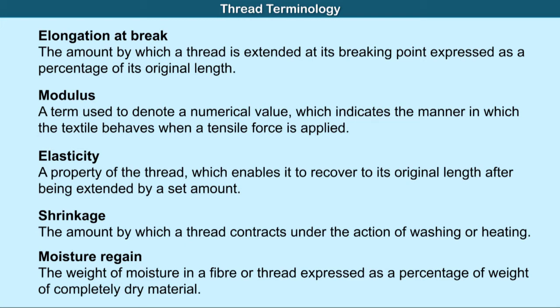Elasticity. Elasticity is a property of thread which enables it to recover to its original length after being extended by a set amount. Shrinkage. Shrinkage is the amount by which a thread contracts under the action of washing or heating. Moisture regain. Moisture regain is the weight of moisture in a fiber or thread expressed as a percentage of weight of completely dry material.